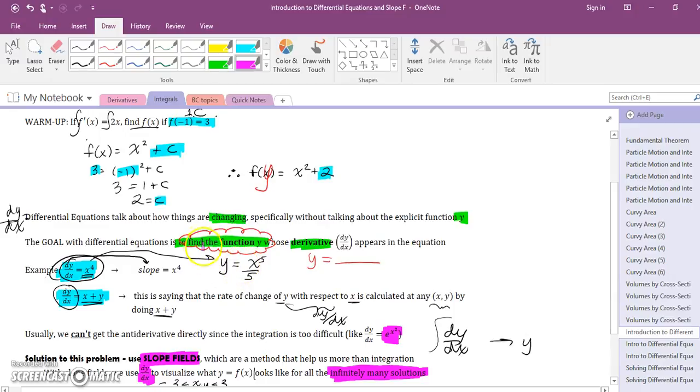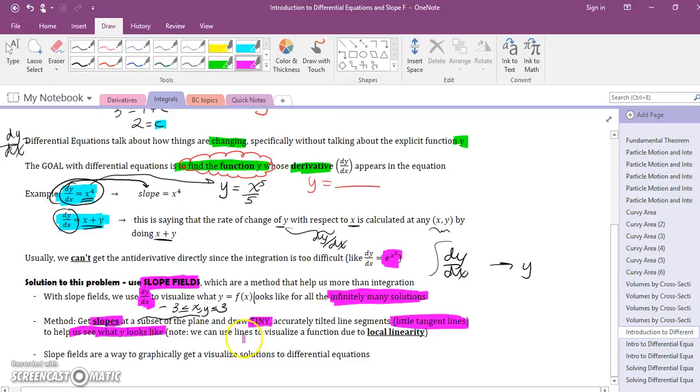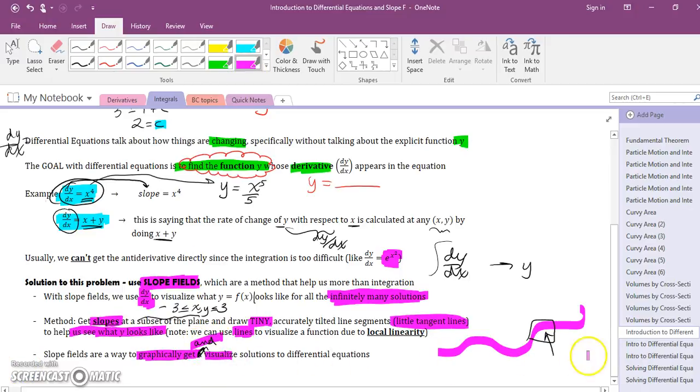Because remember, that's the goal here: to find a function y, and if you can't, then at least to visualize y. And the reason we can use a line to visualize what a curvy function would look like is because of local linearity, which says that if you zoom in a lot on a curvy part of a function, and if it's differentiable, then it's going to appear straight. That's what local linearity was. Don't forget that. And again, slope fields are a way to graphically get and visualize solutions to differential equations.